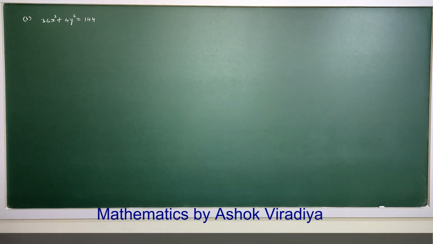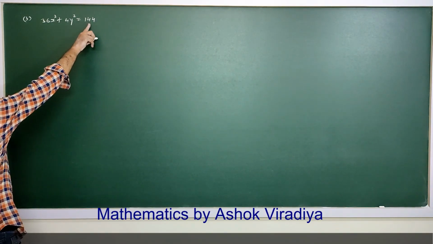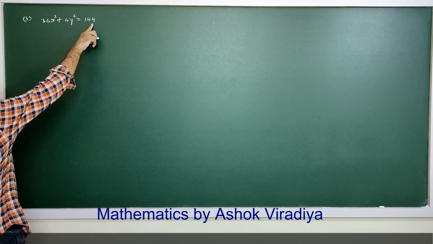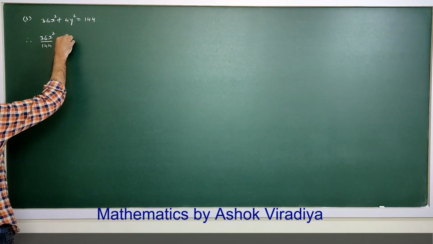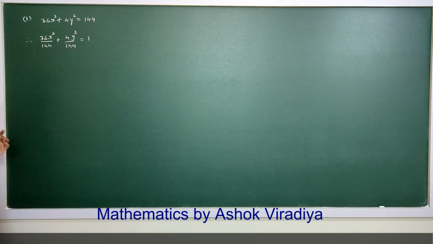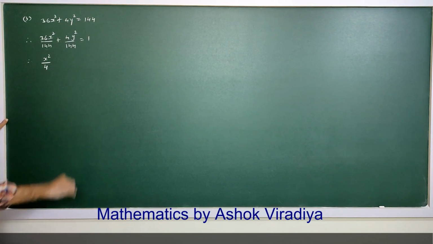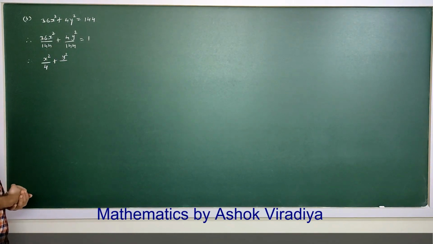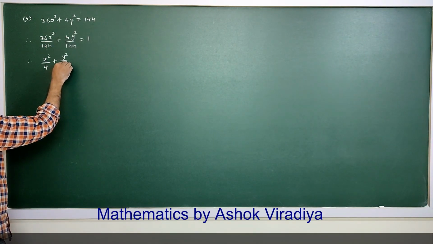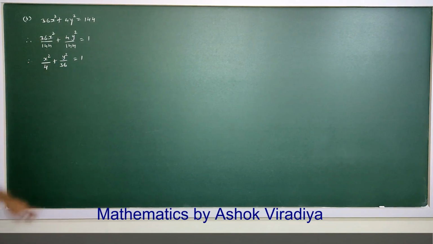Now, 36x square plus 4y square is 144. This is not in standard form. To convert it into standard form, first check the right hand side. This number is not 1. So to get 1 here, we divide this equation by 144. Dividing by 144: 36x square by 144, 4y square by 144 equal to 1. Then this is x square upon 4, since 36 into 4 is 144, plus y square upon 36, since 144 by 4 is 36, equal to 1.